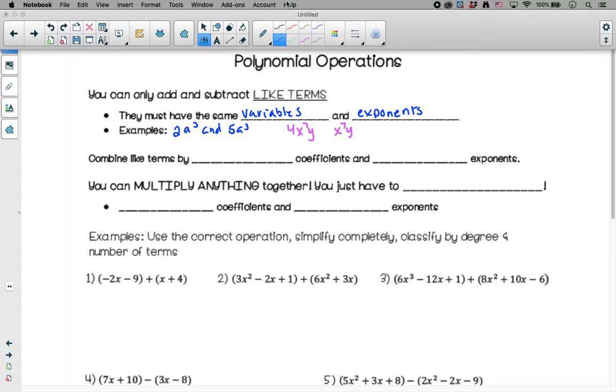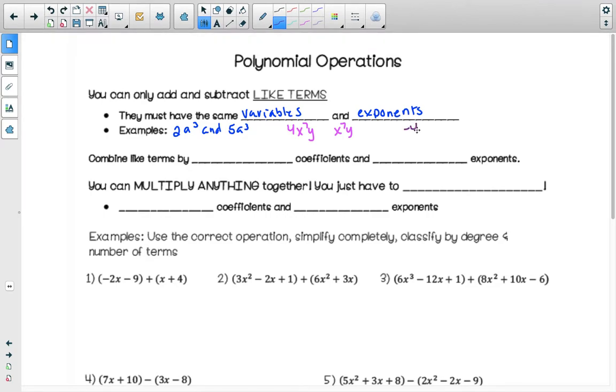Another example that we could put together is -4 and 10. Because -4 and 10 have no variables with them, these are just constants, so we can always combine these because they are like terms.